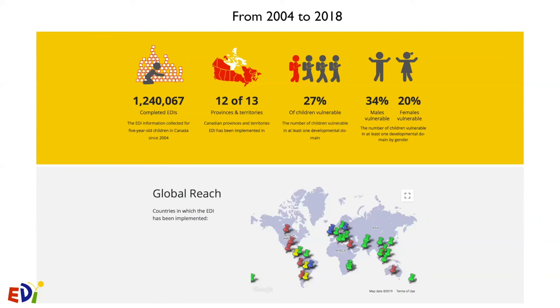So in Canada, from 2004 to 2018, we have collected the EDI data for over 1 million children in 12 out of the 13 Canadian provinces and territories. And the overall level of vulnerability is 27%. And we see very strong differences between boys and girls, and association of vulnerability levels with the expected demographic characteristics.